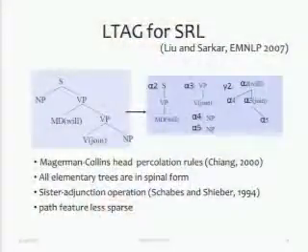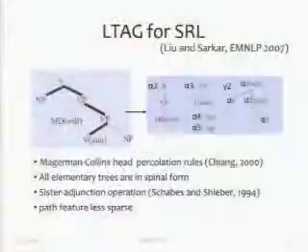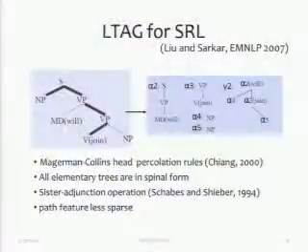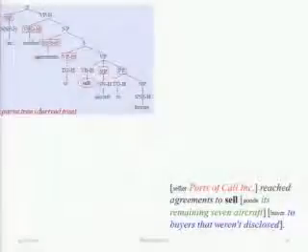So, still our previous work. In our previous work, we used Magerman-Collins head percolation rules to get the LTAG elementary trees. All the elementary trees are in spinal form, and we used sister adjunction operations to combine them together. We got the LTAG derivation tree. In the LTAG derivation trees, it seems the path features are less sparse than the path features in the original parse tree. Here, still that example.